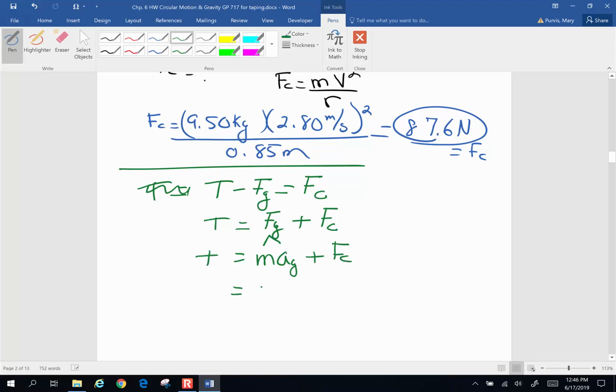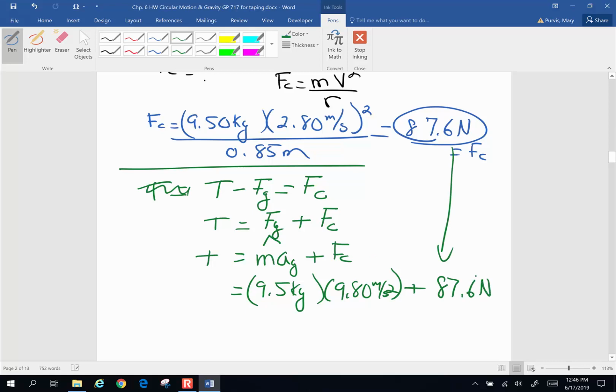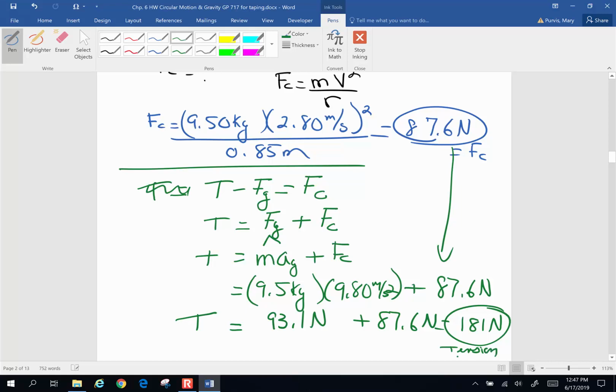Well, mass, we know we have a 9.5 kilogram monkey. Acceleration of gravity is 9.8 meters per second squared. And from the previous part, we're going to pull down the centripetal force of 87.6 newtons. And when we do the math on all of that, 9.5 times 9.8 ends up being 93.1 newtons, plus my 87.6 newtons. I end up with a grand total of, rounded off to 3 sig figs, 181 newtons, which is the tension in Mr. Monkey's arms.